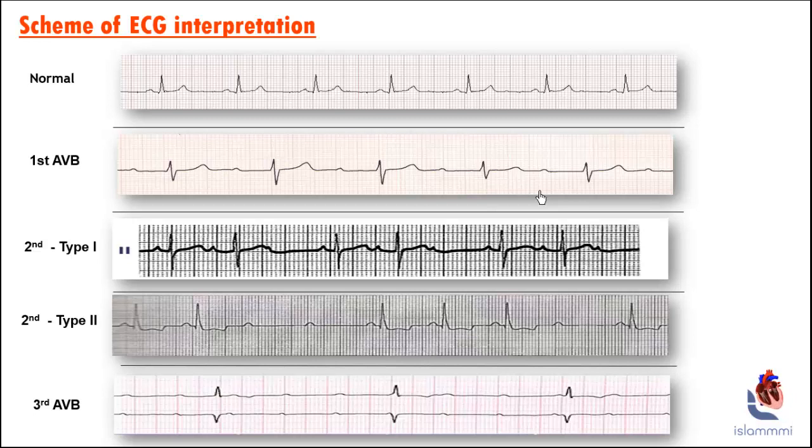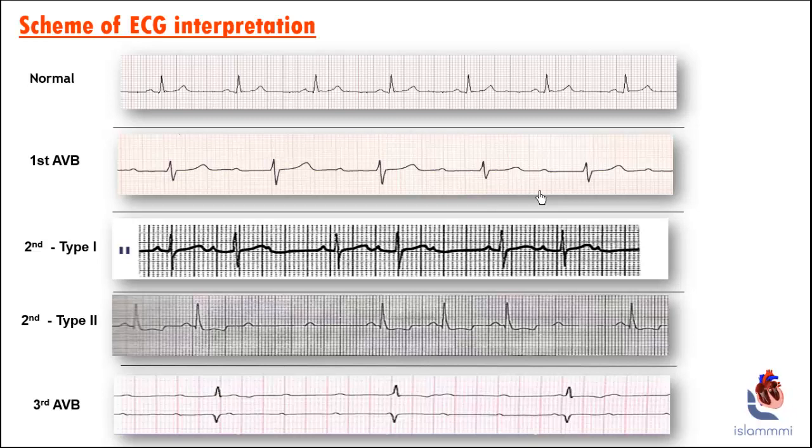Let's take the second degree. We have 2 types. One is a little bit mild, which is type 1. We have a gradual prolongation, as we said. There is a rule to be applied here. If you look carefully, the PR interval shows gradual prolongation, then a drop. Here again, gradual prolongation, drop. So it's type 1. In type 2, we don't have any gradual prolongation. Suddenly, the PR interval is quite normal and then drops: normal, normal, normal, and then a P wave without QRS. This is type 2.